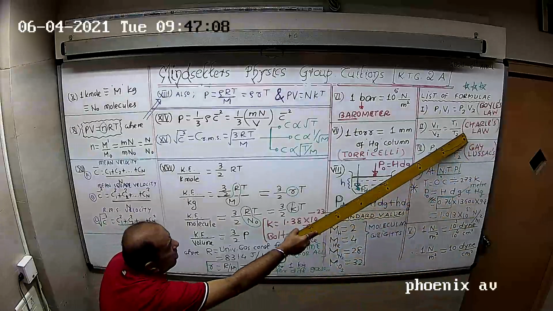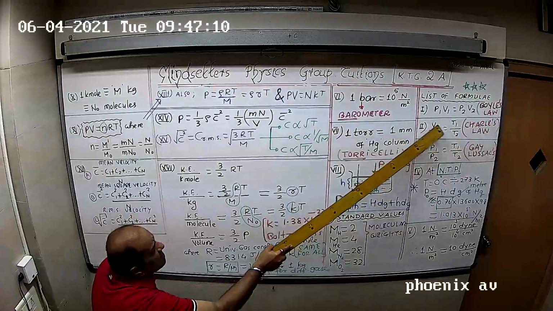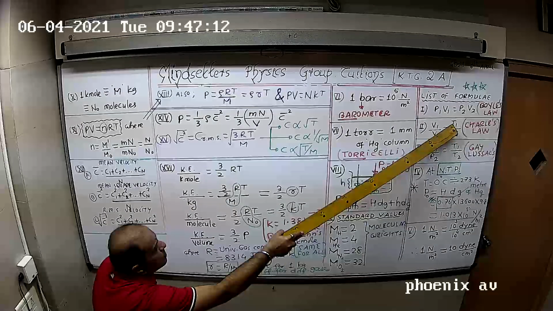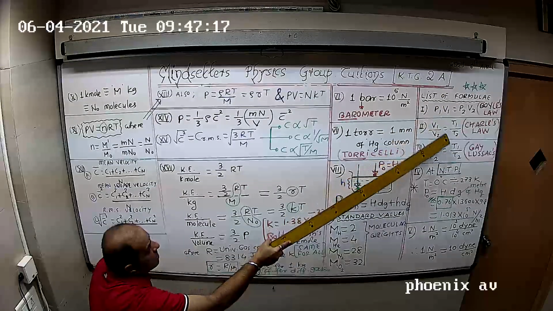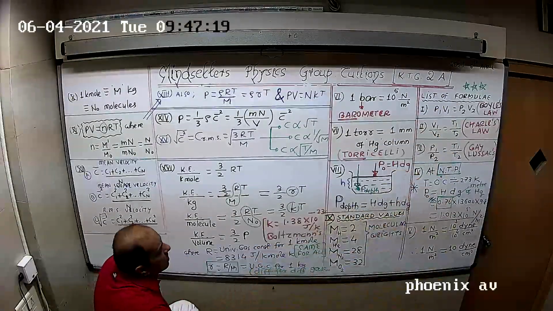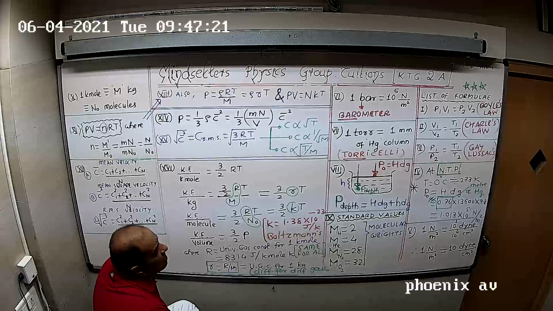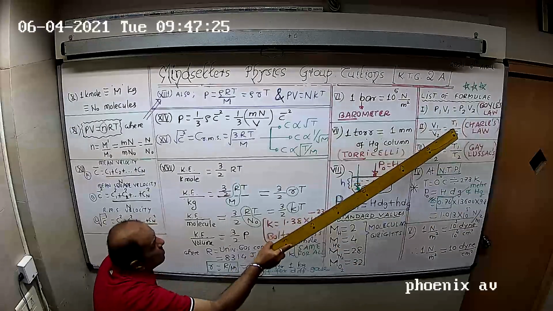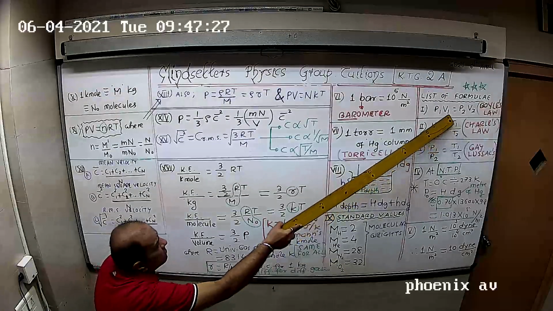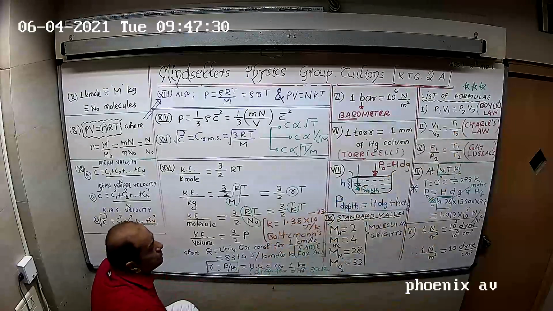Thereafter comes Charles' law, which says that volume of a given mass of a gas is directly proportional to absolute temperature. Please remember, I told you that in all these laws, it is compulsory for us to convert temperature from degree Celsius to degree Kelvin, whether it is mentioned or not. So volume is directly proportional to absolute temperature, which says that V1 upon V2 is T1 upon T2. Charles' law.